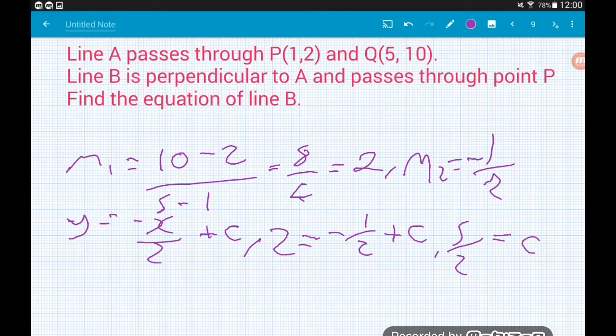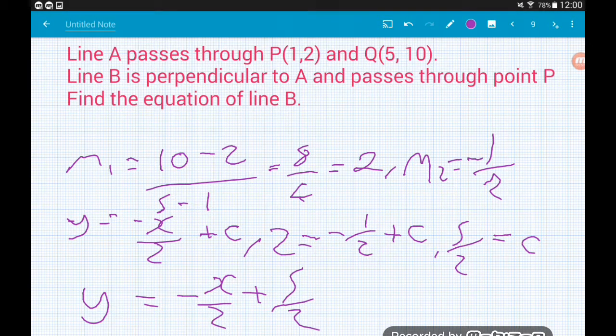So we're almost there. We now just need to write out the equation. So we now know our perpendicular line, line B. We know the gradient is minus 1/2. So we get y is equal to minus x over 2, or minus 1/2 x, does not matter how you write it. And then plus the y-intercept, c, 5 halves. So line B's equation is y equals minus x over 2, add 5 over 2.